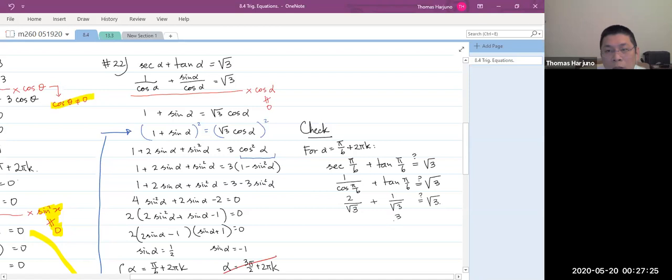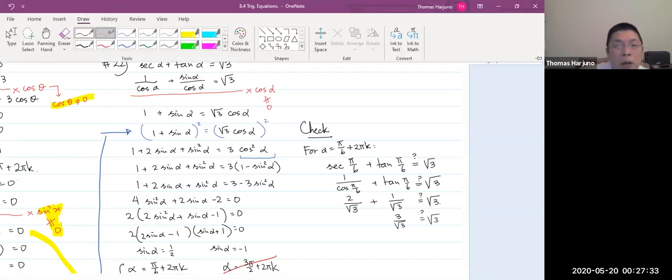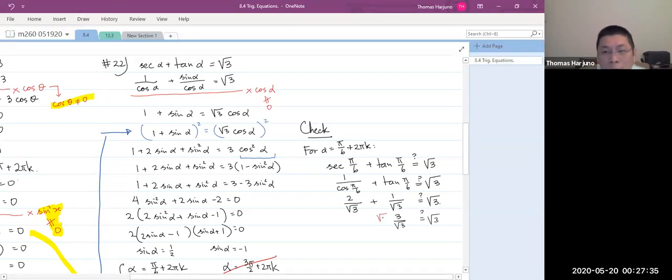When I add them, I get 3 over square root of 3. Multiply the top and the bottom by radical 3. That gives me 3 radical 3 over 3, which cancels to be radical 3 equals radical 3. So that one checked.